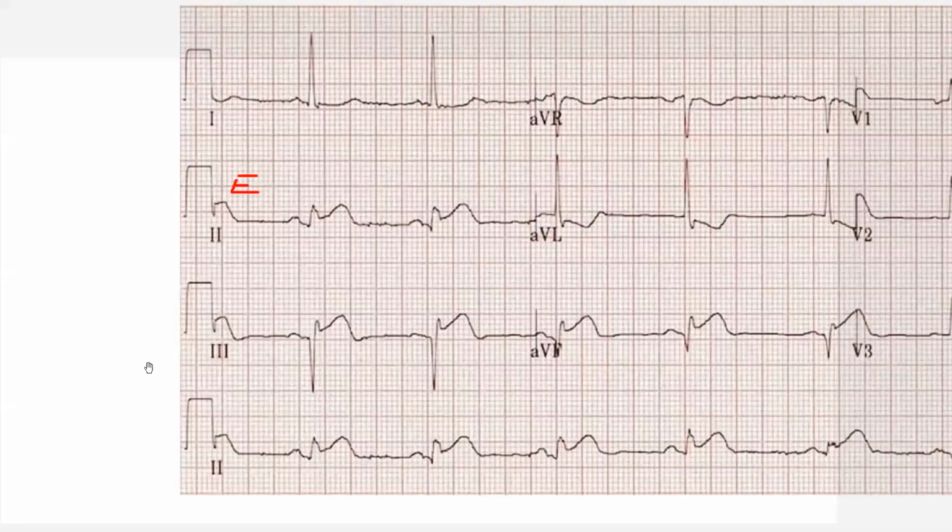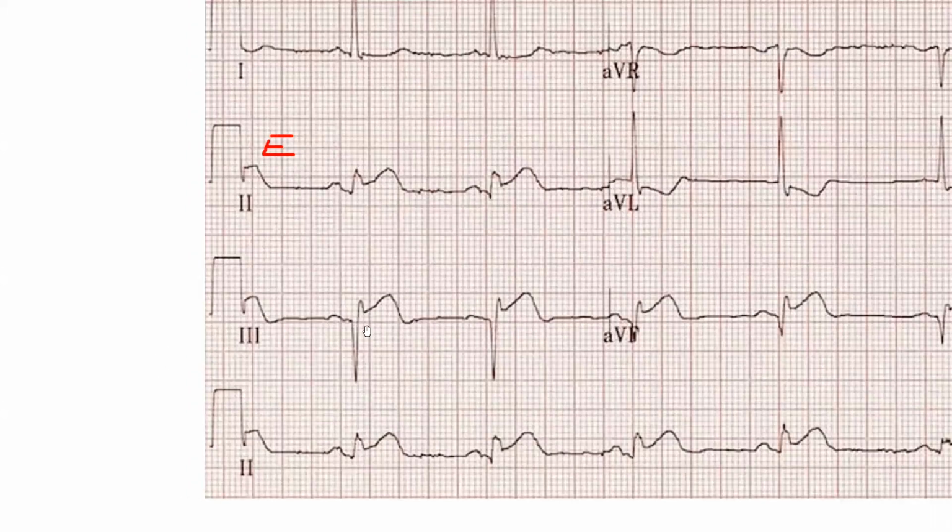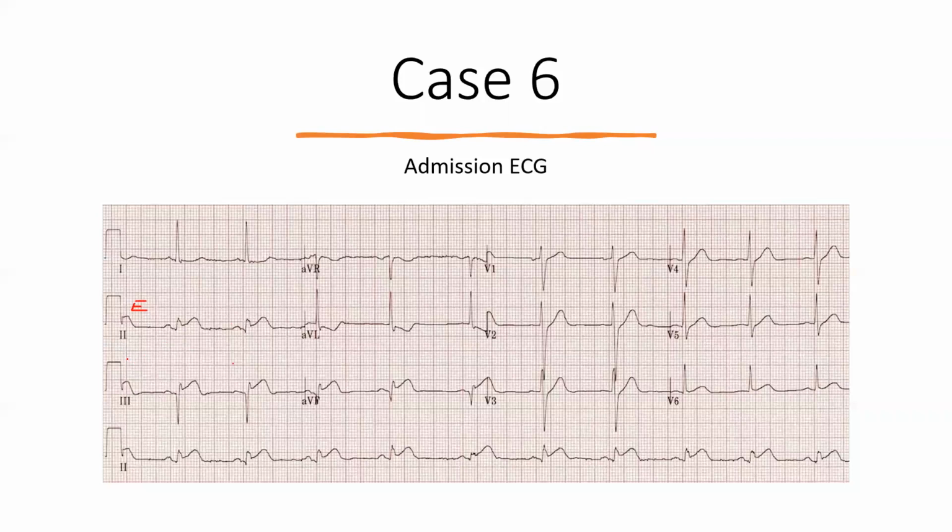So let's go now to lead 3. If you take a look at lead 3, what do you notice? The ST is also elevated. Again, here's the baseline right here, and the ST is right over there. And therefore, this is a significant ST elevation. And thus, we are now going to indicate again that there's an ST elevation in lead 3.